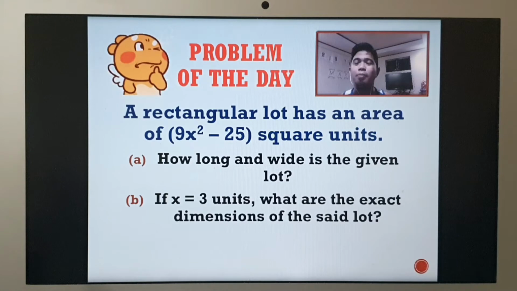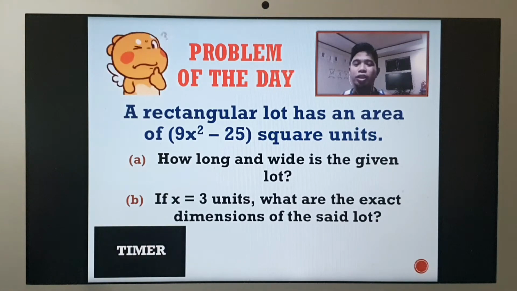The 1 minute timer starts now. You may use scratch paper to solve the problem. Go! T minus 1 minute.